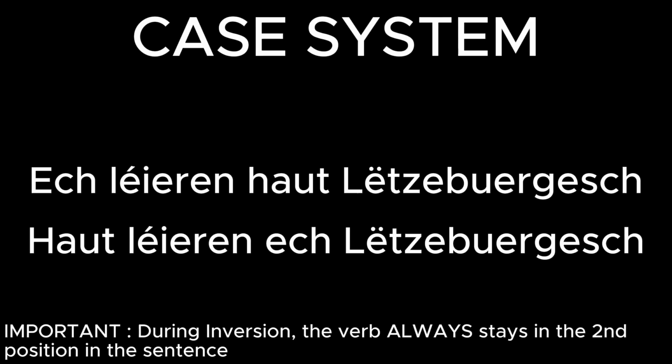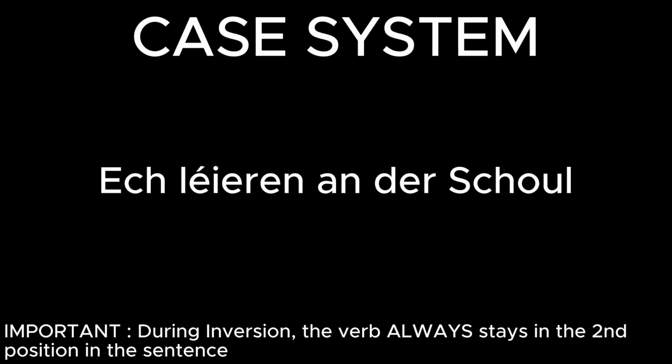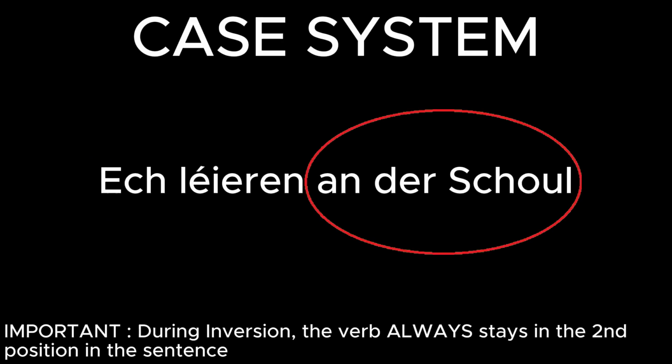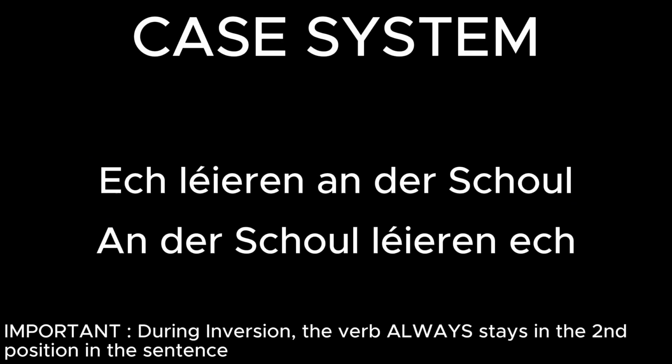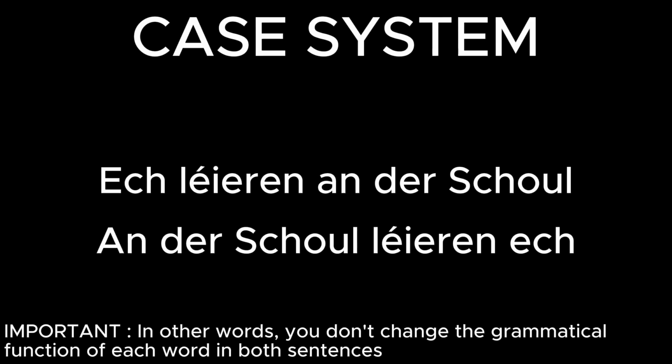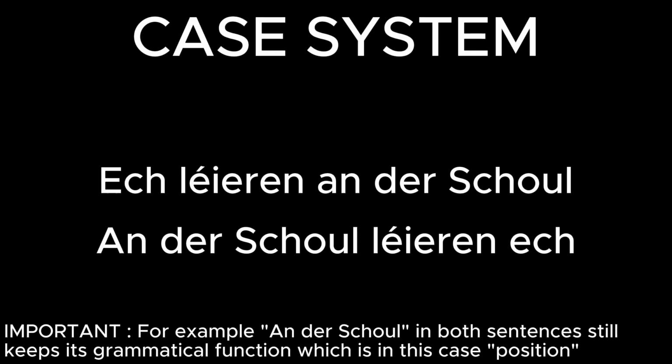I give another sentence, okay? For example, ich lehre an der Schule. And so again, ich is the subject, an der Schule is the position. But I can also say an der Schule lehre ich. And look, if you look closely at both sentences, they still have the same grammatical functions, and therefore it is possible to modify the position of each word. So an der Schule lerne ich. And look guys, they all still have their own grammatical function, and therefore the meaning hasn't changed. So an der Schule lerne ich, or ich lerne an der Schule.